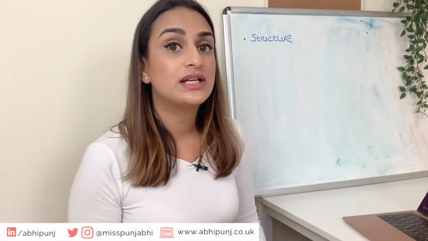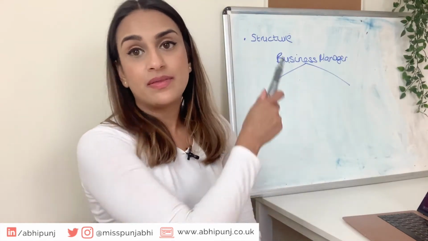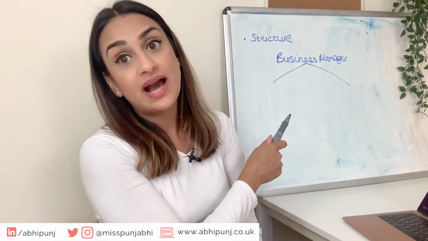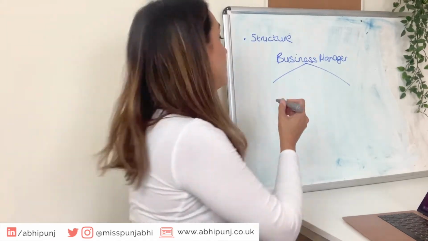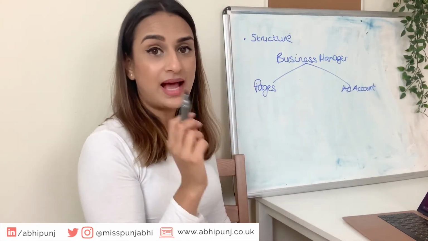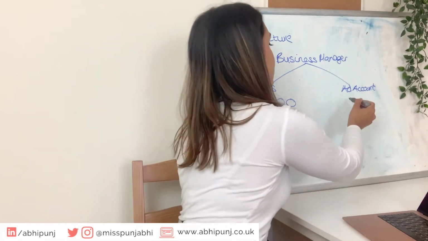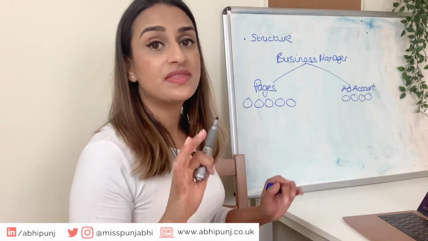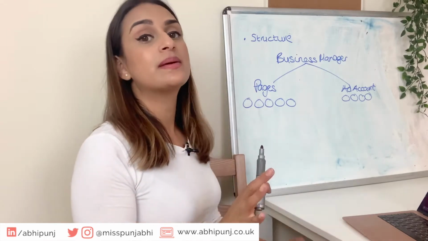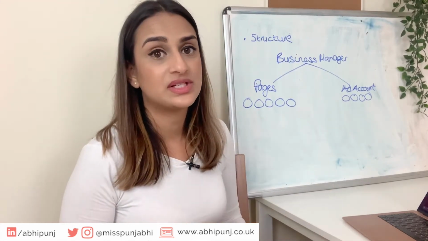So I'm going to quickly show you what this would look like. So if you think about the Business Manager kind of being like the top of your house or the roof of your house, and then within this you have got pages, i.e. your Facebook page, and your ad account. So you could have more than one page and you can also have several ad accounts. Now in Facebook Business Manager, this is where you will make certain people an admin of your page. If you're going to be doing advertising, then this is the best way to set it up.